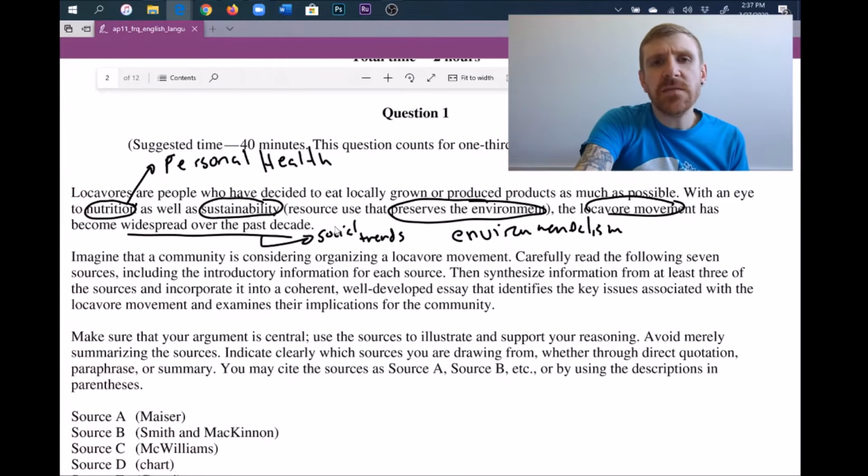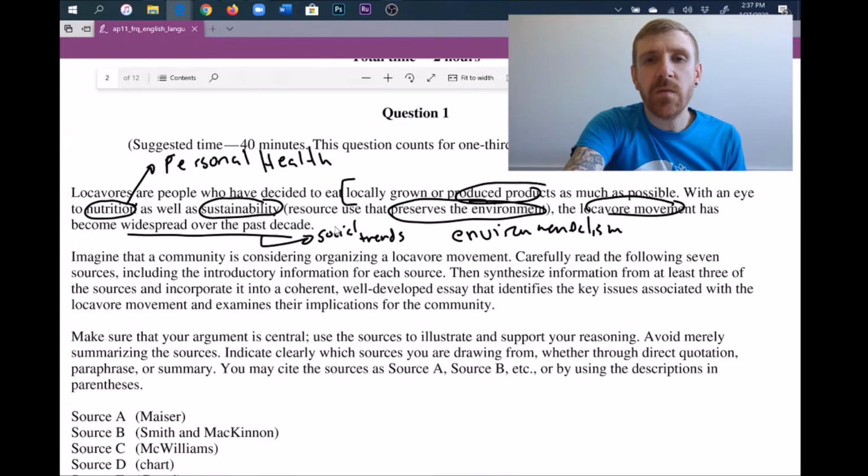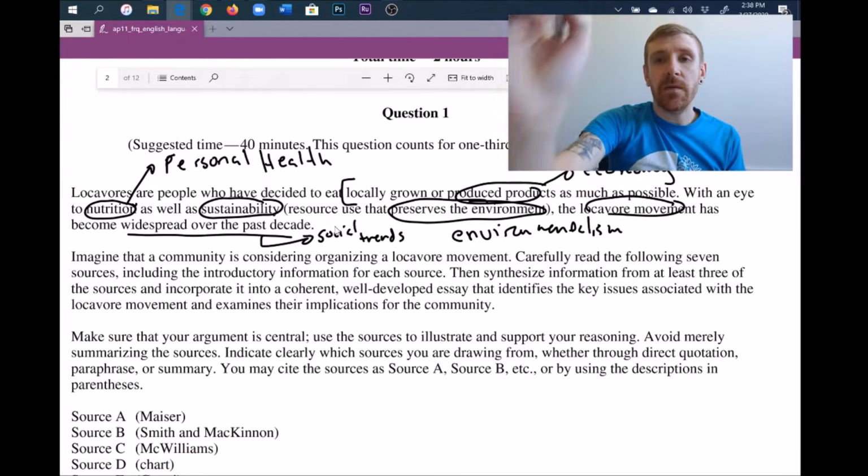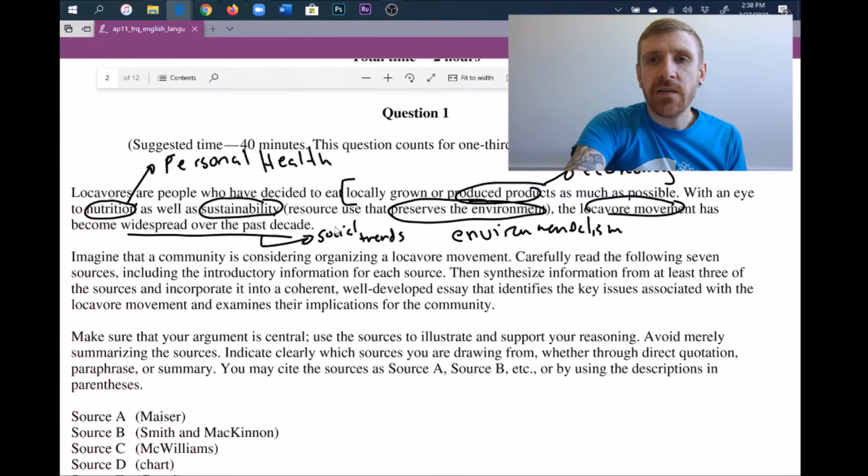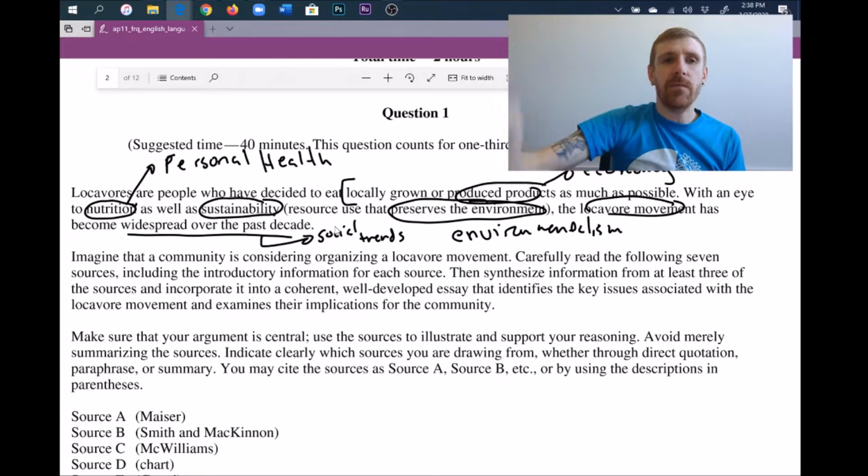And then sometimes they'll even say locally grown, or they'll say produced products. And when we see the word product, that actually implies the economy. And therefore, because it's the local economy, if they're locally grown, it becomes the local economy. And there's an A. That's an A. Yeah, there we go. Okay.